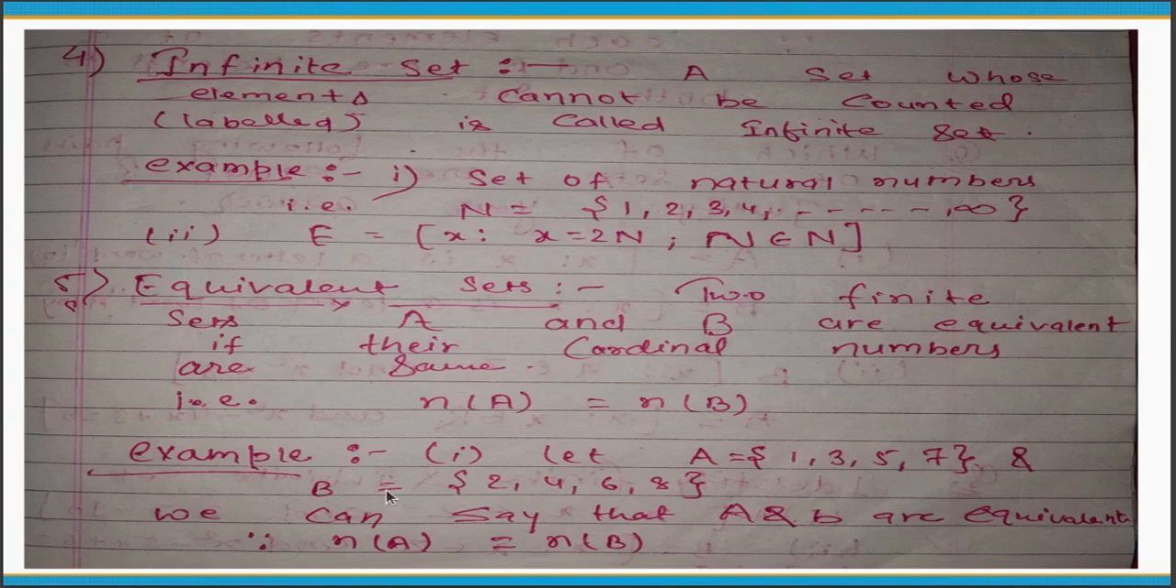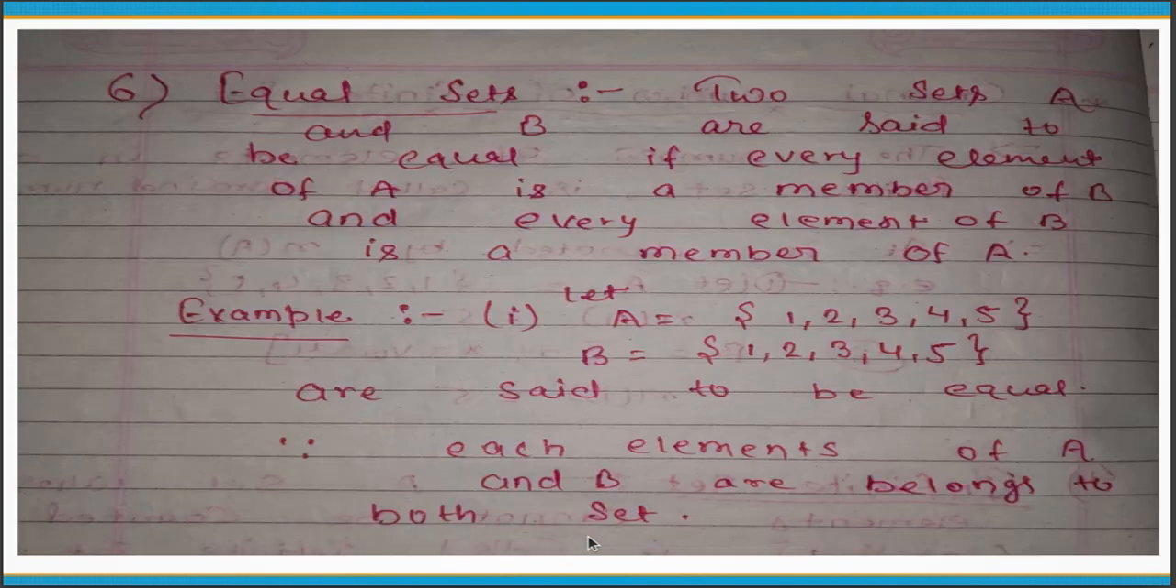Here the cardinal number of set A is 4: 1, 2, 3, 4. Now, B is a set which has elements 2, 4, 6, 8. Here the cardinal number of set B is 4. So the cardinal number of set A equals the cardinal number of set B, meaning the number of elements of set A equals the number of elements of set B. So we can say that A and B are equivalent sets.